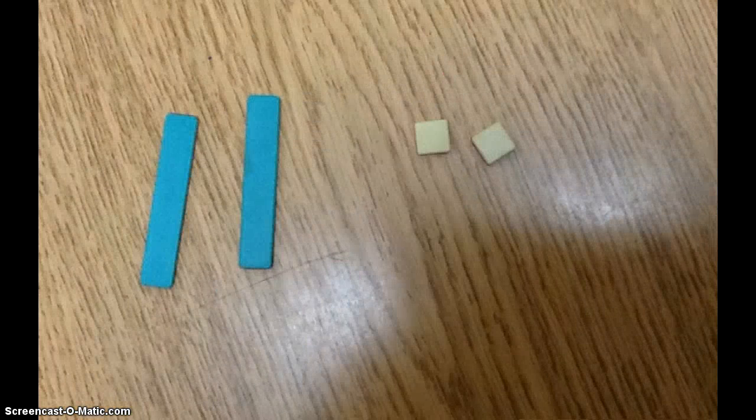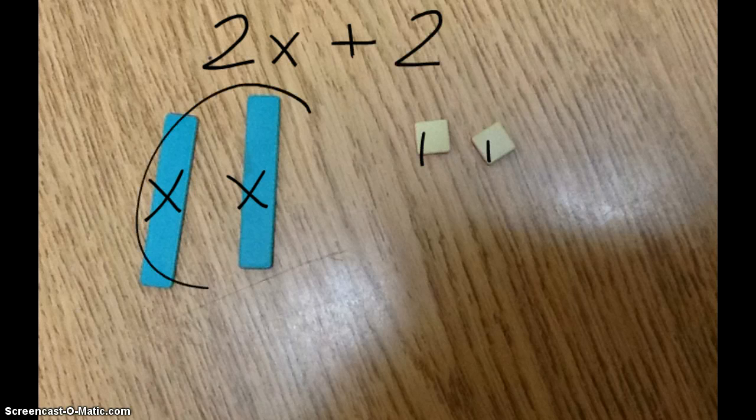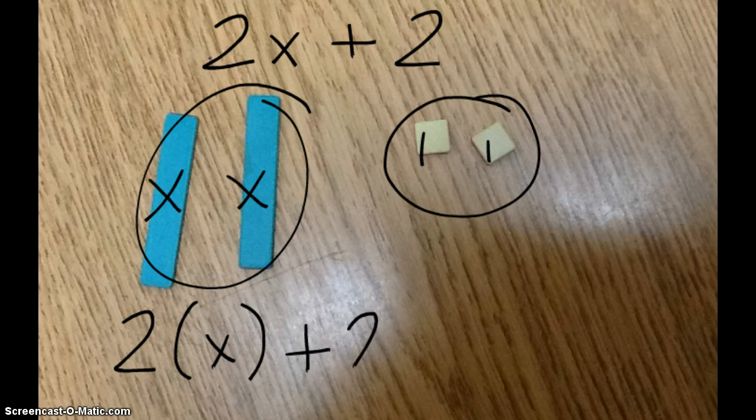So let's take a look at a set of algebra tiles, and I just want you to think about what this represents. What are these? These are x's and these are 1. So what this situation is would be 2x plus 2. We have 2 x's and we also have 2 positives. So this represents 2x plus 2. What does that mean? That means 2 times an unknown value plus 2 positives.